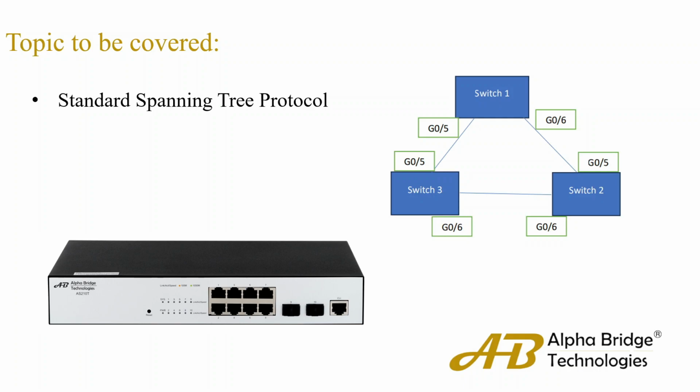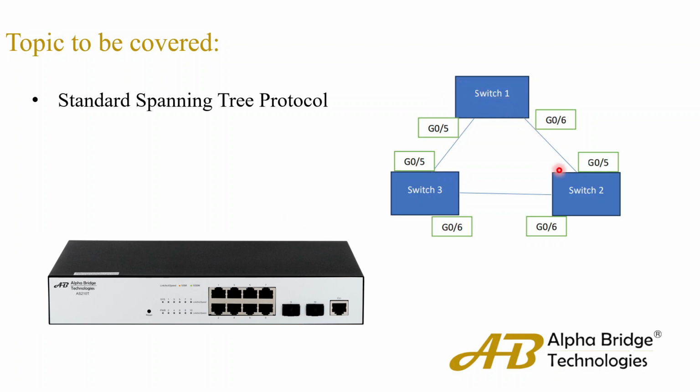Here, STP comes into play. It identifies and blocks these redundant paths, allowing only one active path at a time. If one path fails, STP reconfigures the network and unblocks a previously blocked path. Let's start our configuration of a standard spanning tree protocol.